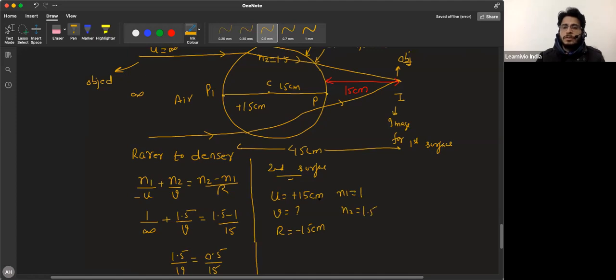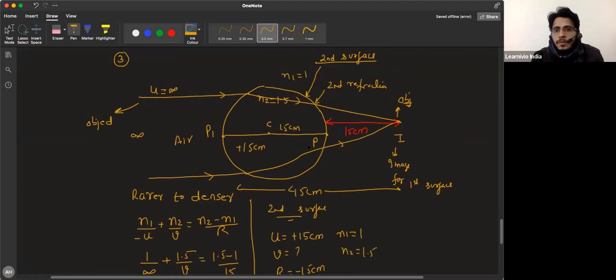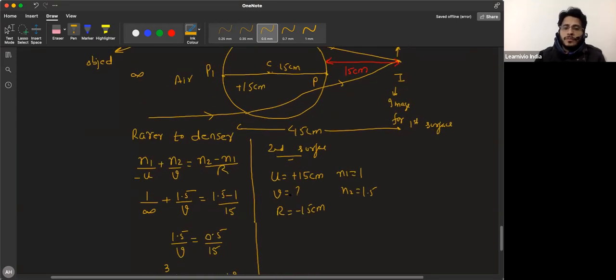Sir, P to C, moving in the direction of air, right? P to C, no? See, light is going to the right and you are moving from P to C, opposite to that. Sir, in the second refraction light will go left, right? No, light won't go left. Light is going to the right hand side direction. It gets refracted over this point. This is the virtual object.